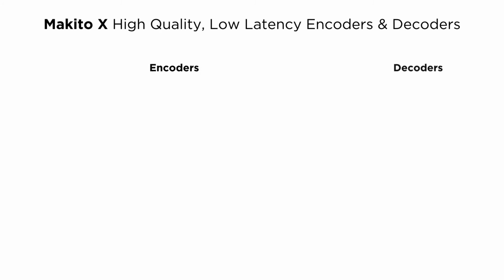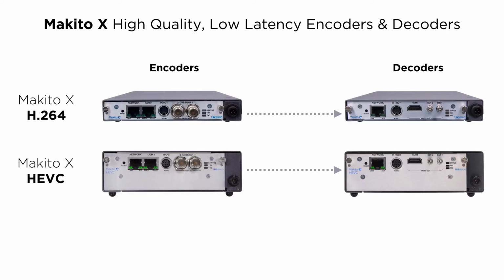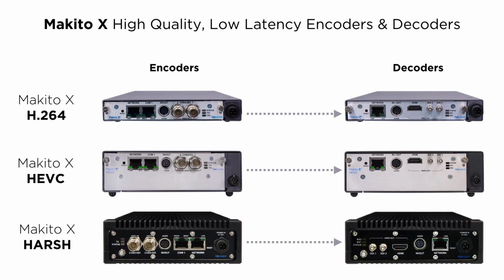Don't let latency ruin your projects. Whether you're an enterprise, broadcast, or defense, the Makito X is your solution for low latency streaming. Within the Makito X series, there are different encoding and decoding solutions depending on your specific needs, from streaming low latency H.264 or HEVC video to deploying low latency workflows in harsh environments.